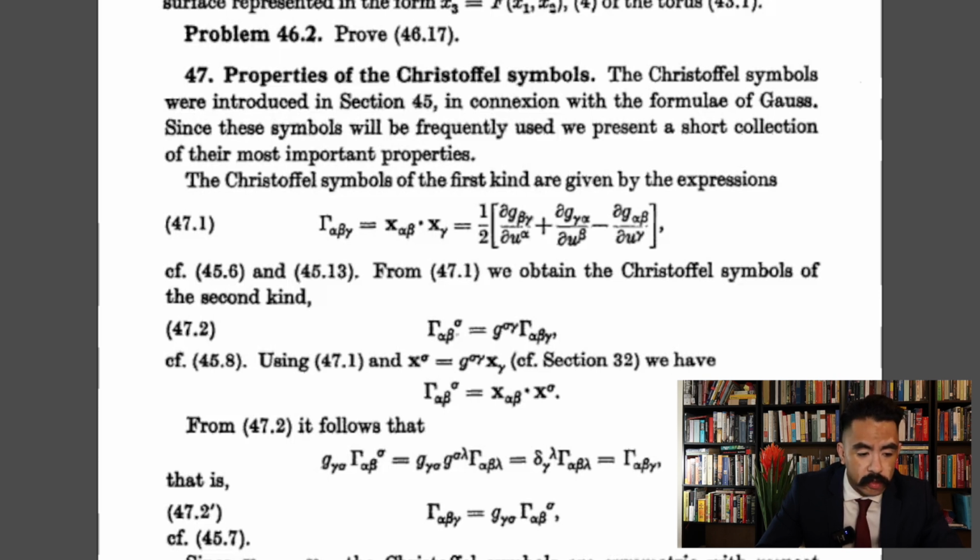Christoffel sub alpha beta superscript sigma equals g superscript sigma gamma times Christoffel sub alpha beta gamma, for which refer to the symmetry properties of the covariant curvature tensor in general and properties in the case of surfaces in 2-dimensional Riemannian space. Using the previous relation for the Christoffel symbols of the first kind given in terms of partial derivatives, in terms of the first fundamental form, and x superscript sigma equals g superscript sigma gamma times x sub gamma, for which refer to section 32, we have that Christoffel sub alpha beta superscript sigma equals the scalar product of x sub alpha beta with x superscript sigma.